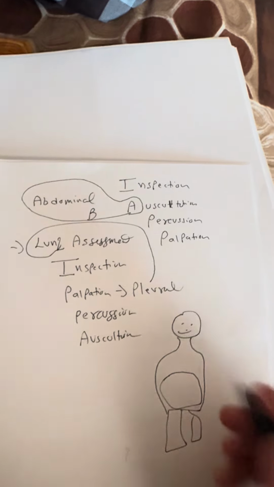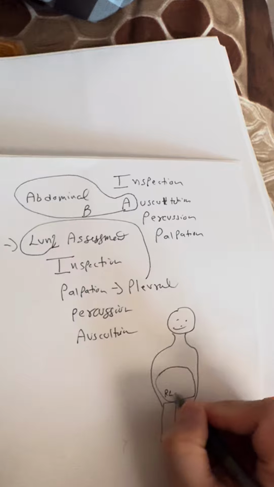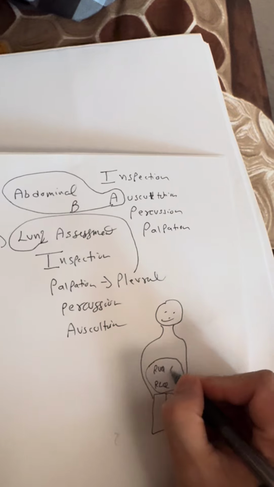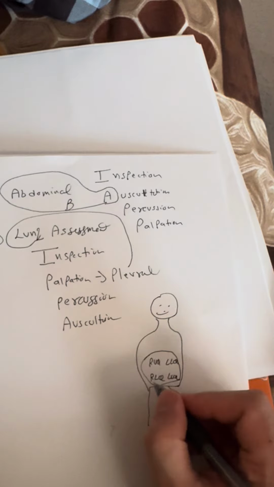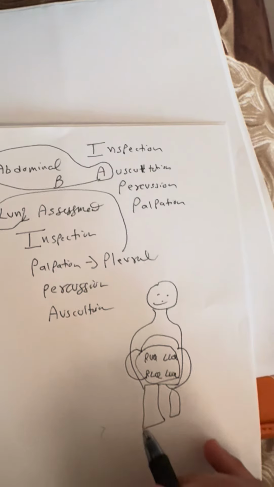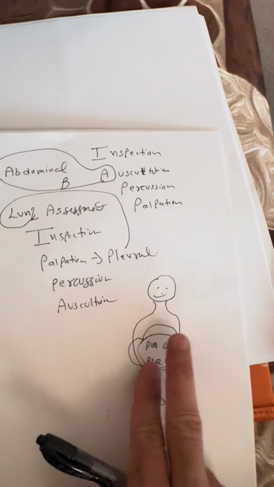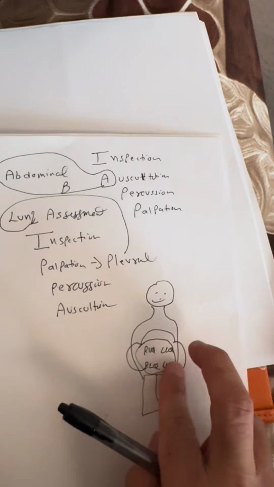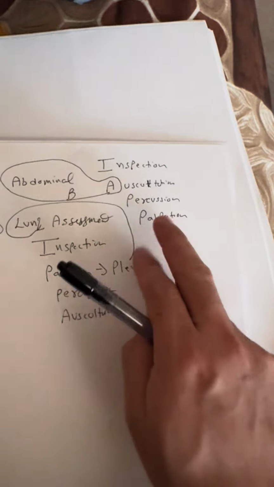Secondly, you will auscultate. You will listen for the bowel sounds. You will start with the right lower quadrant, then go up towards the right upper quadrant, then left upper quadrant, and left lower quadrant. So you will go clockwise like this. That's the auscultation. Percussion means you will put the finger on the right lower quadrant and tap it like this. Check for any lumps, tenderness.